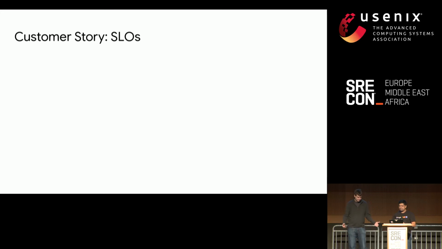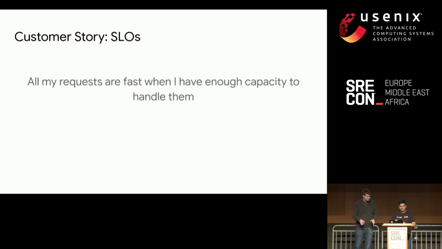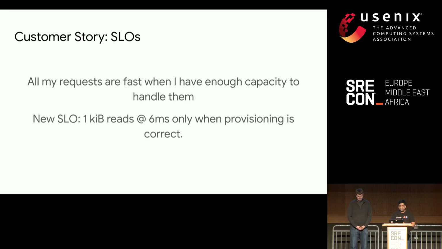"Here's your bill." Wait a minute. "I can't possibly afford to pay this. This is 20 times what my bill was before you gave me an SLO. How can I do this?" Well, you wanted your reads to always be fast, and this is how much that'll cost. "Well, hang on, wait a minute. What if you just make my reads fast when I've provisioned enough resources to pay for the work I want to do? How about that?" OK, that works. What about this SLO? 1 kilobyte reads at 6 milliseconds only when provisioning is correct. "That sounds good."